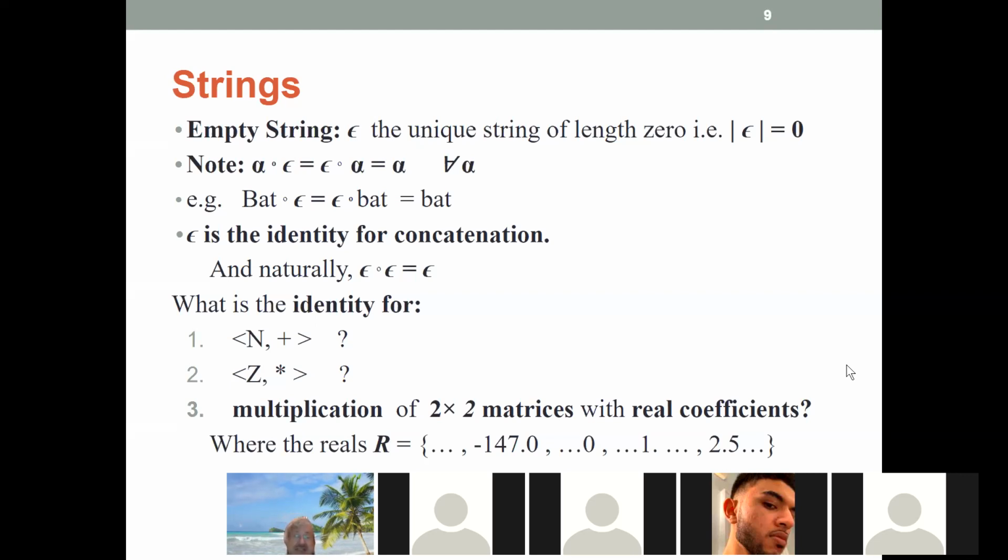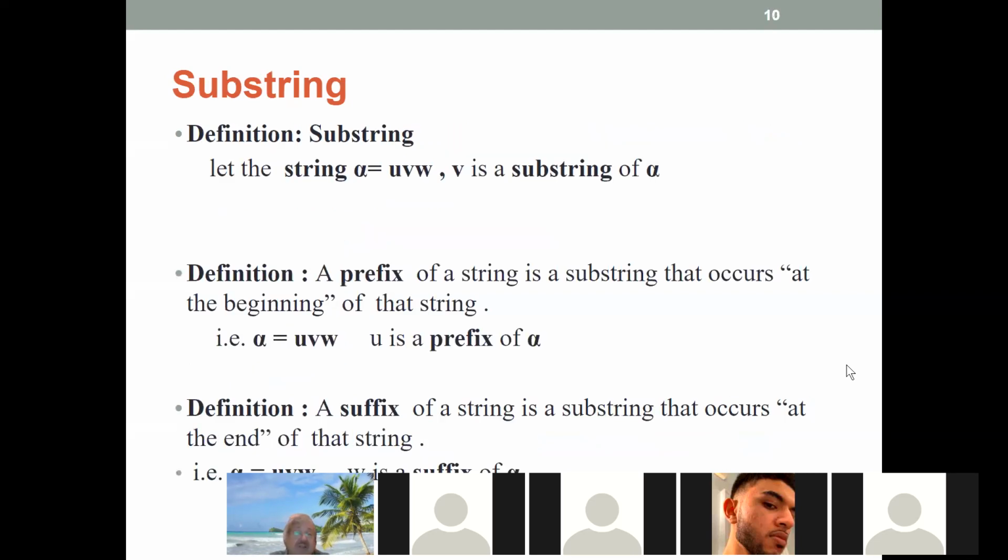Anvin, take us away. All right, so we've got the notion of a string down pat, concatenation of strings. Let the string alpha equal UVW. So we're forming a string as the concatenation of 3 substrings. So V is a substring of alpha.